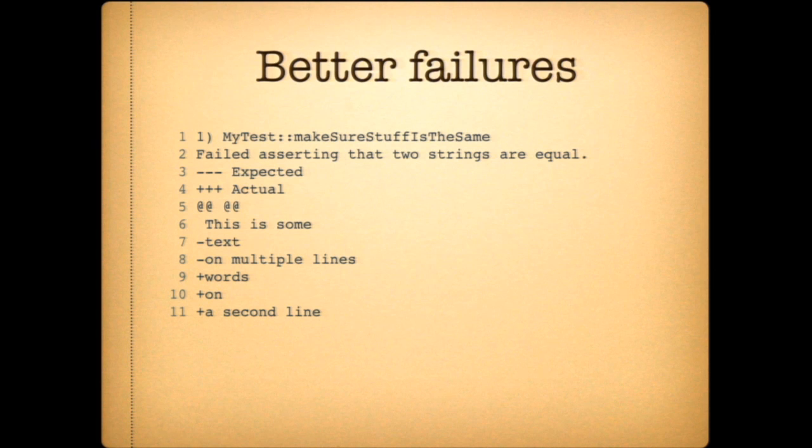Better failures. The failures in PHPUnit actually output diffs. So it puts out the lines that it thought it was going to get and the lines it did get. So it's generally much more straightforward to figure out what went wrong, because you can see that it was expecting 'this is some text on multiple lines', but we got 'this is some words on a second line'. So those are the differences that it found, and it wants you to fix them. Whereas in the past with SimpleTest, it would just say it failed. I can't give you any more help. You're on your own. And then you'd have to echo the result, echo the expected, and try and figure out what changed. So this is actually considered much nicer.